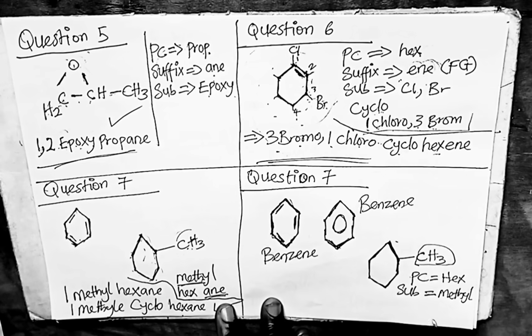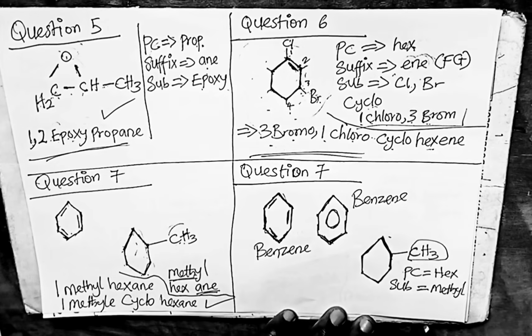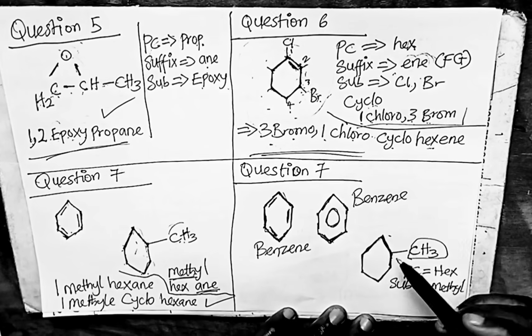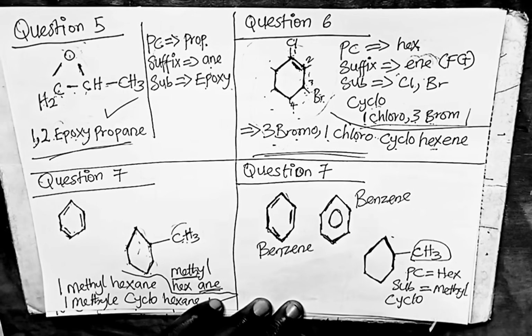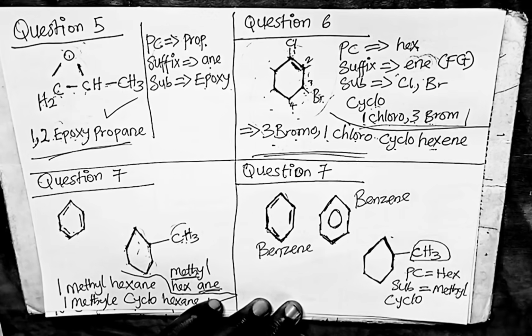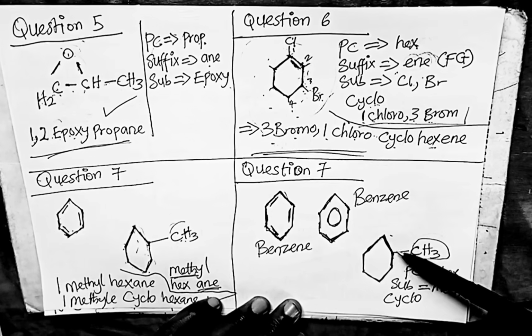It's now time to count so that we can create our prefix. But before we number, we have to note that this is a cyclo compound, so we indicate it there as cyclo. If we want to number, we are going to number to favor the substituent because it's the only substituent we have there. So we number in such a way that the substituent will have the lowest number.